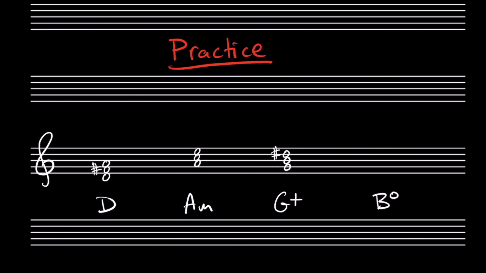Finally, B diminished has B, D, and F. This is the only diminished triad that's going to have no accidentals in it, because the fifth between B and F is a diminished fifth. So you've got minor third, diminished fifth all together.